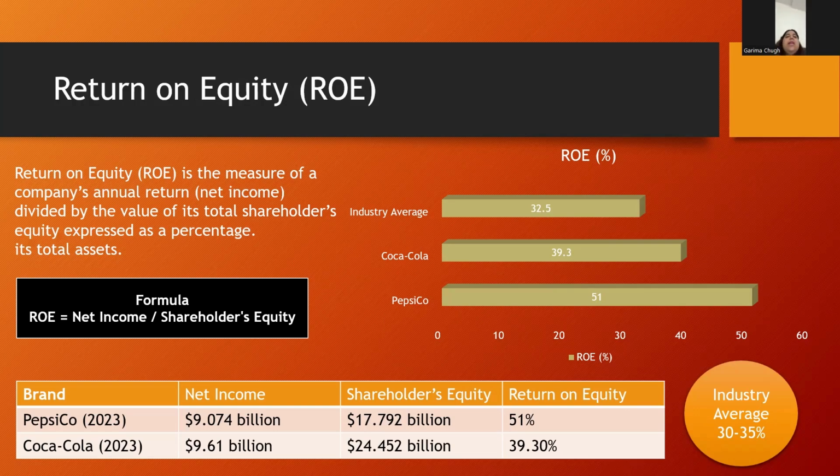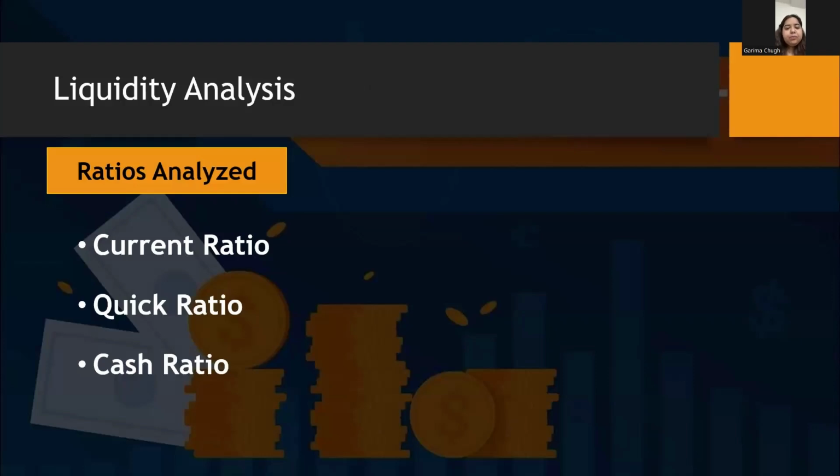Now let's begin with liquidity analysis. Liquidity ratios measure a company's ability to meet its short term obligations. The three key ratios that we are going to examine are current ratio, quick ratio, and cash ratio. These ratios will provide insights into how well PepsiCo and Coca-Cola manage their short-term financial stability. So firstly, we are going to discuss current ratio.